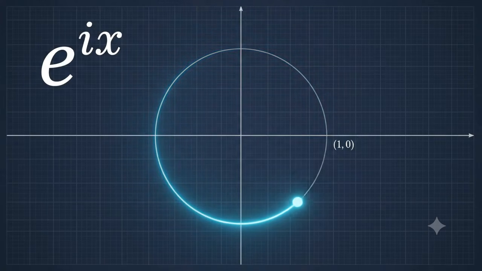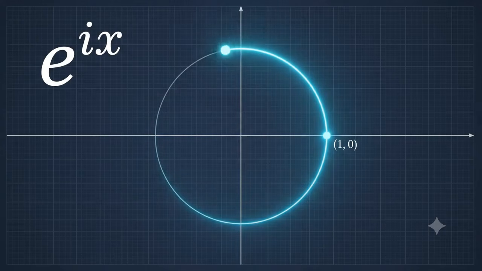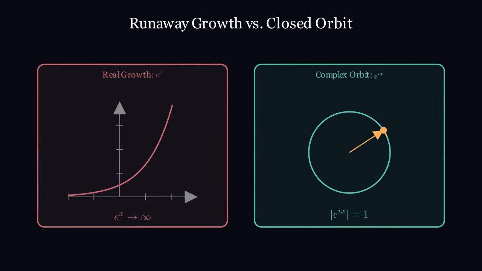Mathematically, we are raising that same constant, approximately 2.718, to a power. Yet no matter how large x gets, the result never exceeds a magnitude of 1. It doesn't explode, it circles. Why does adding a single imaginary unit turn an infinite explosion into a perfect closed loop? To understand this, we first need to look at the mechanics of standard exponential growth.